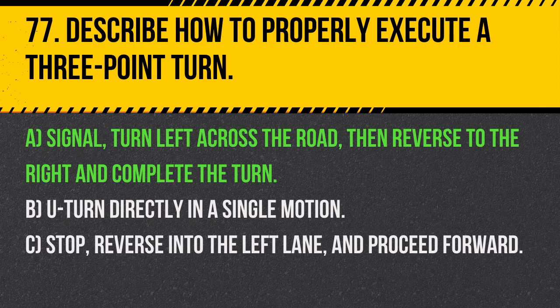Answer. A. Signal, turn left across the road, then reverse to the right and complete the turn. A three-point turn is used to turn around on a narrow road.